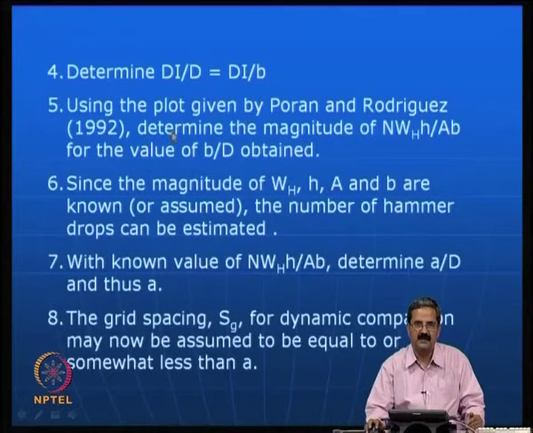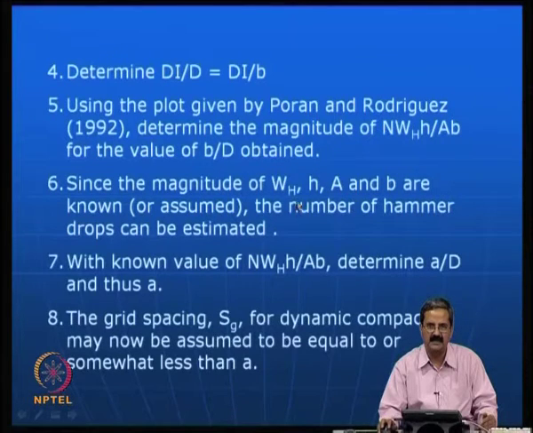Using this plot, which is given in a Canadian Geotechnical Journal paper, you need to estimate the magnitude of this particular factor. Since you have some numbers here, say weight and height and so on, you can determine the number of drops quite comfortably, and you will also cross-check what the A and B values are. A tells you the spacing and B tells you the depth.